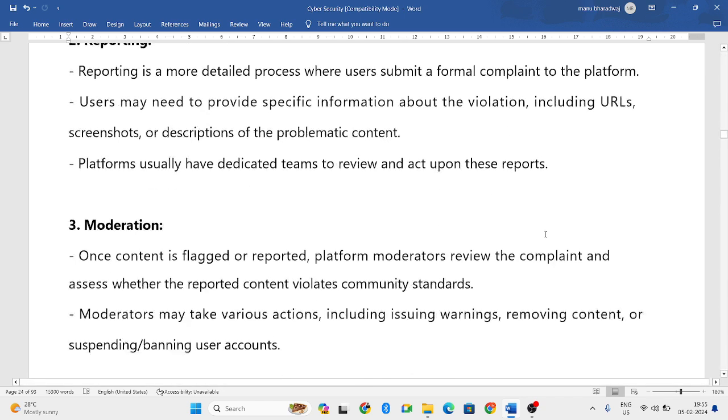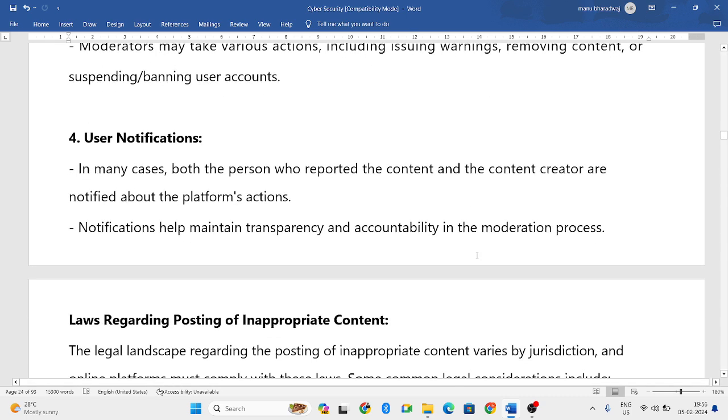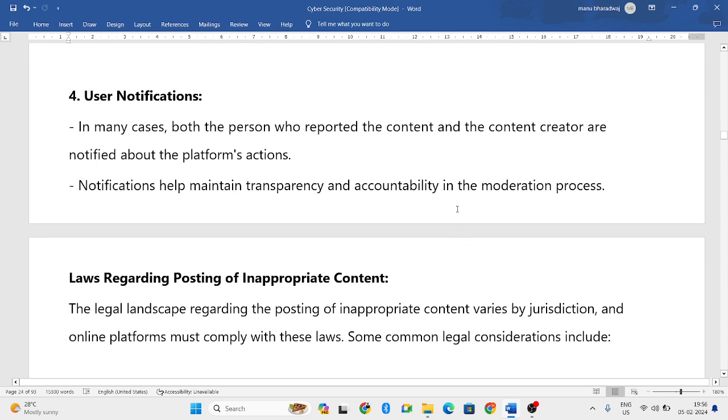Next, you have something called moderation. Moderation is a process. There are certain people called moderators. These moderators will review your complaint. Once you have reported a post or given a complaint on a certain post, they will review your complaint and check whether the content was really inappropriate, according to the complaint given. They will take actions accordingly, or they will issue warnings, or if necessary they will remove the content.